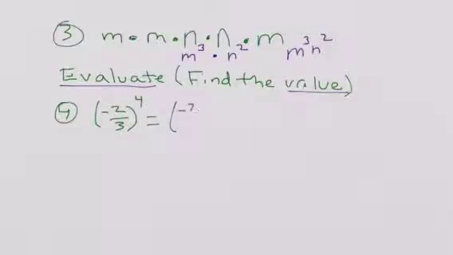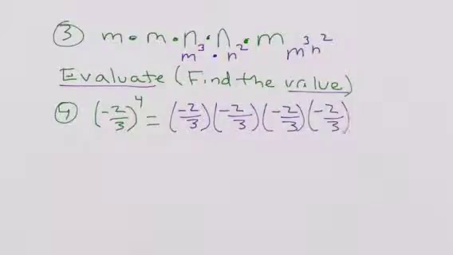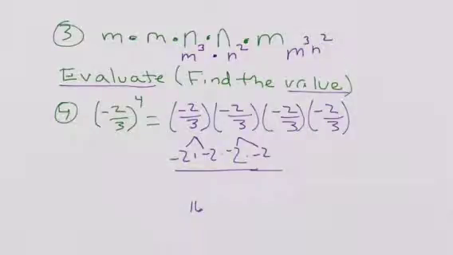So this is -2 thirds times -2 thirds times -2 thirds times -2 thirds. The base was -2 thirds, and the exponent tells me that I'm going to multiply it 4 times. What I'm going to do is simplify the numerators. So I'm going to take -2 times -2 times -2 times -2. If I do negative times negative, this is positive 4, and negative times negative, this is +4. So 4 times 4 is going to give me 16.